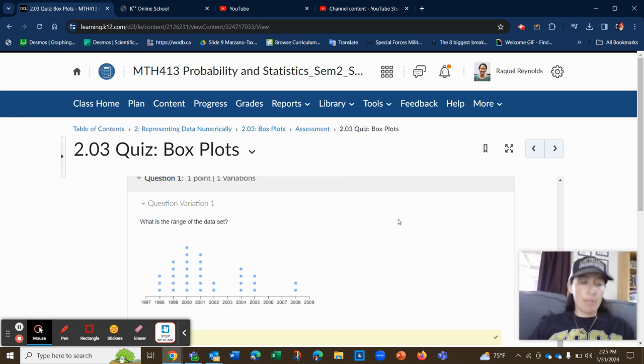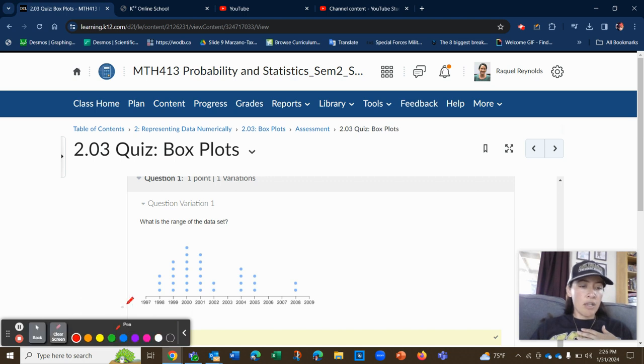So some vocabulary. What is the range of the data set? When students first look at this, sometimes they think to themselves, well, it's from 1997 up to 2009. That's a range of 12 years, right? Yeah, because it goes up to the 2000s. Yeah, 12 years. No, that's not correct. Okay, so don't do that.